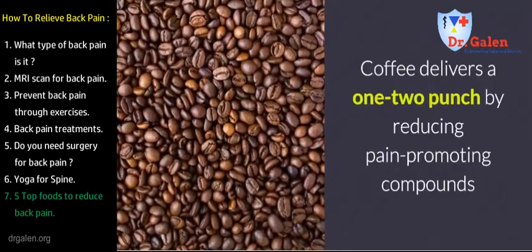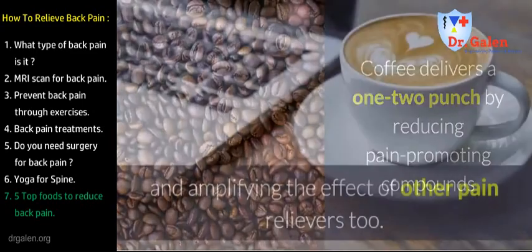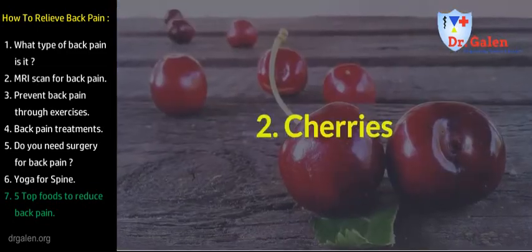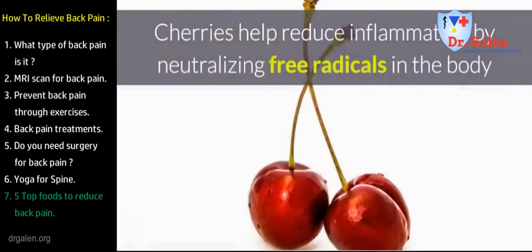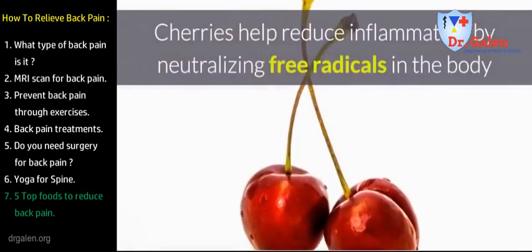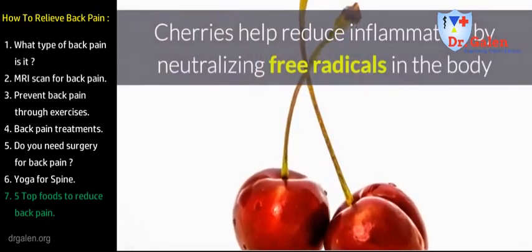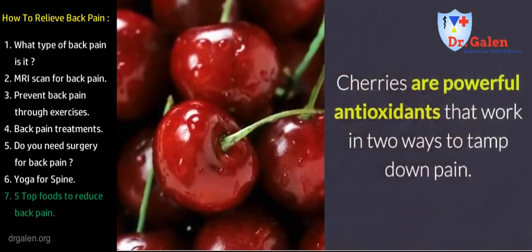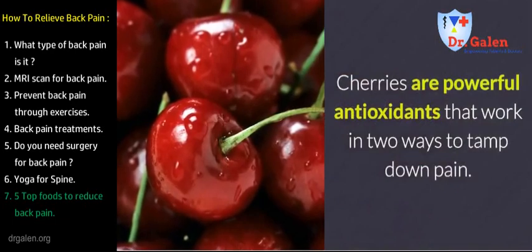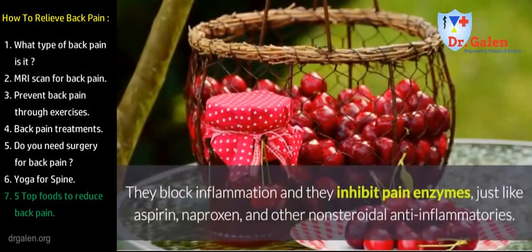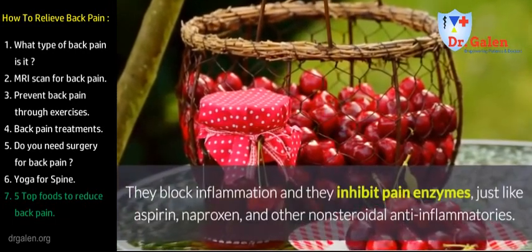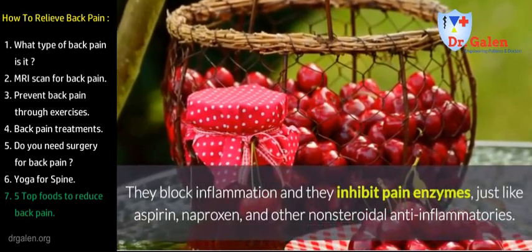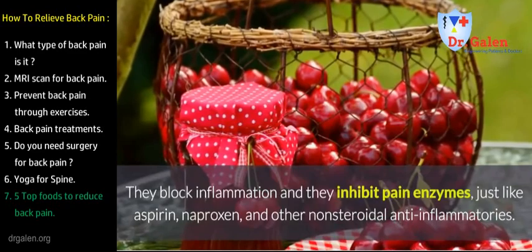Coffee delivers a 1-2 punch by reducing pain-promoting compounds and amplifying the effect of other pain relievers too. Number 2. Cherries. Cherries help reduce inflammation by neutralizing free radicals in the body and can also help to stop tissue inflammation. Cherries are powerful antioxidants that work in 2 ways to tamp down pain. They block inflammation and they inhibit pain enzymes, just like aspirin, naproxen, and other non-steroidal anti-inflammatories.